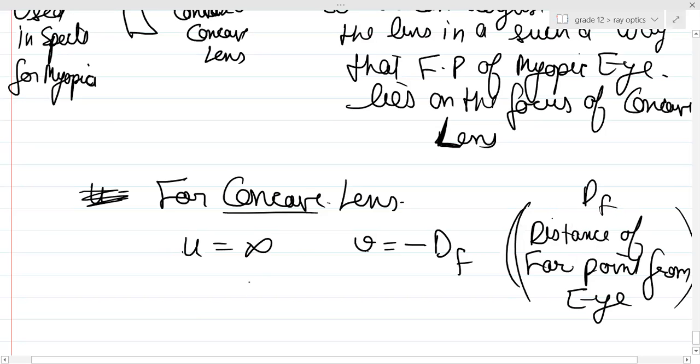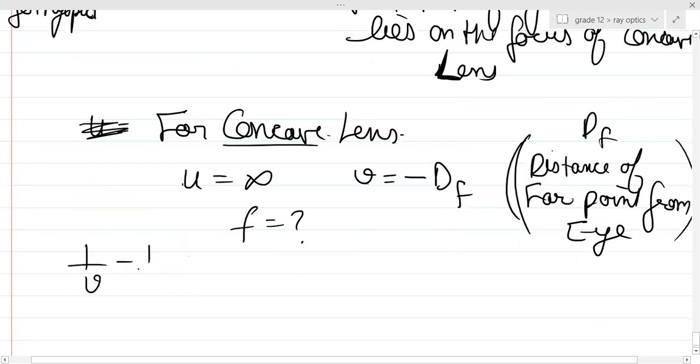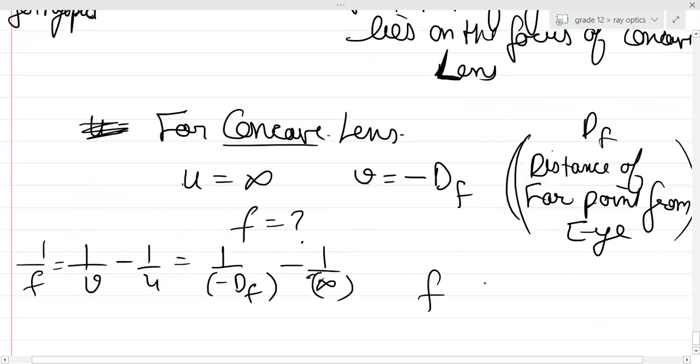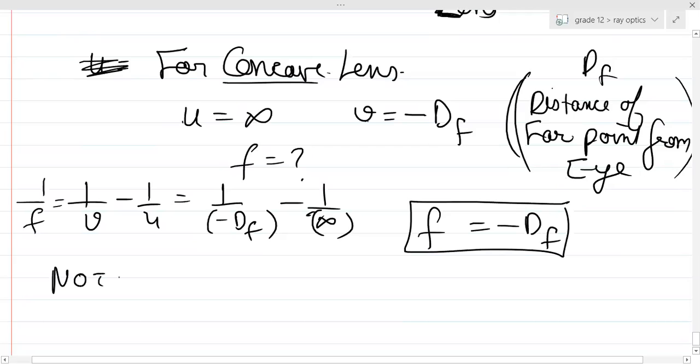So the image is there, the object is there, and I want to find out the focal length. I can apply the lens formula: 1/v minus 1/u equals 1/f, right? So 1/v is equal to 1/(-df), and 1/u is basically equal to 1/infinity, which is zero. So you can see over here, the focal length is equal to minus df. The focal length of the concave lens which we use shall be equal to the far point. So always note, this is how you will use the myopic eye in numericals.